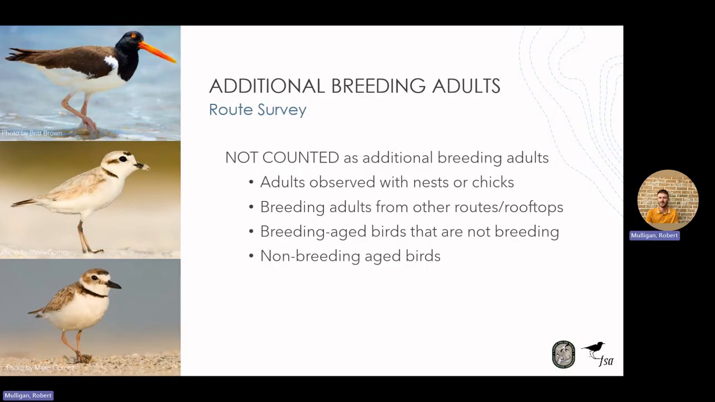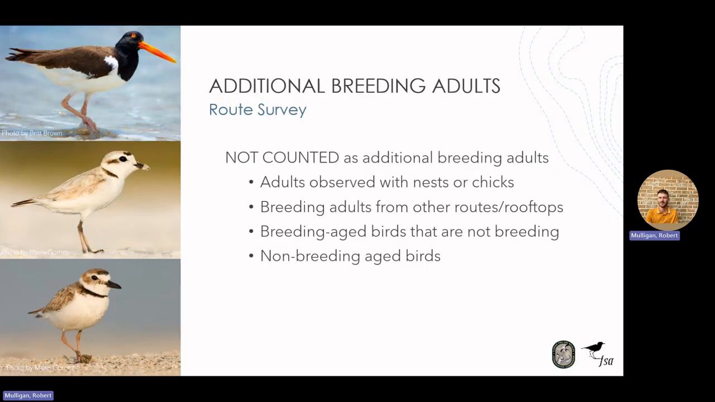Non-breeding age birds are also not counted as additional adults. These include birds that are too young to breed and breeding age adults that are not breeding during this season. These birds may be alone or in small flocks and are not defending territories or exhibiting other nesting behaviors. Birds that are known or are likely non-breeders should not be counted as additional breeding adults on your route because they are not actively breeding during the season.